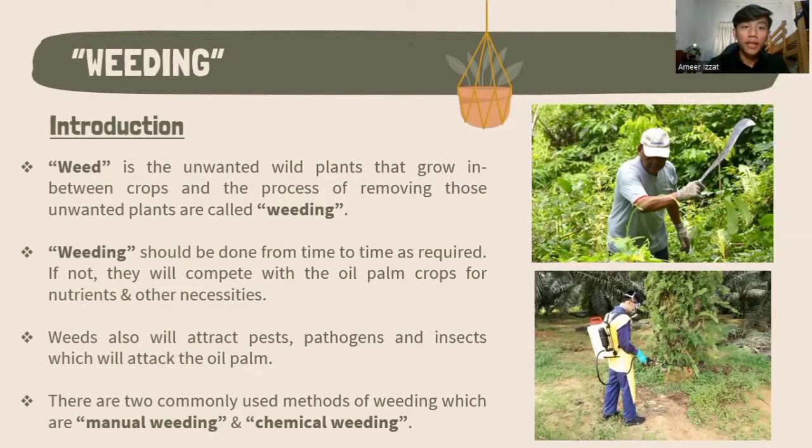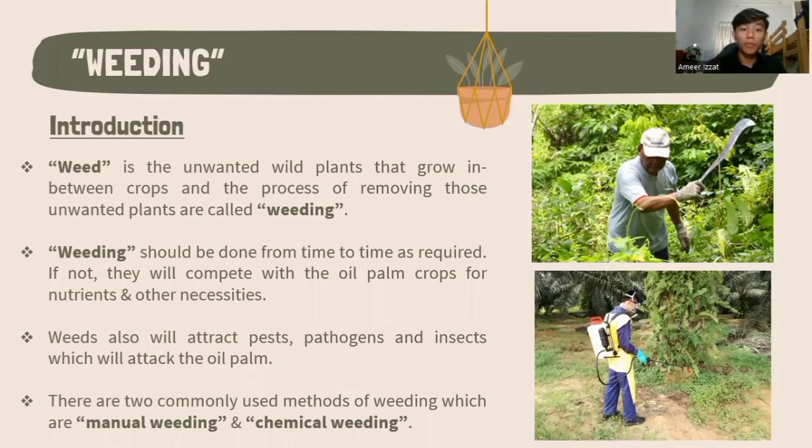So the second practice that I chose is weeding. Weeds refer to the wild plants that grow in between crops, and the process of removing those unwanted plants is called weeding. Weeding should be done from time to time as required, otherwise they will compete with the oil palm crops for nutrients and other necessities. Weeds also will attract pests, pathogens, and insects, which will attack the oil palm.